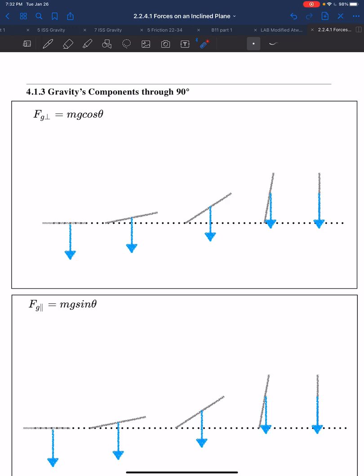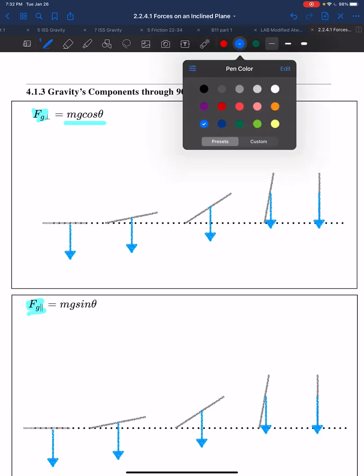In this installment, we are going to look a little bit more closely at the behavior of FG perpendicular and FG parallel as we change the angle theta of the incline. We derived in the last installment that FG perpendicular is mg cosine theta. Well, let's talk a little bit about the cosine function.